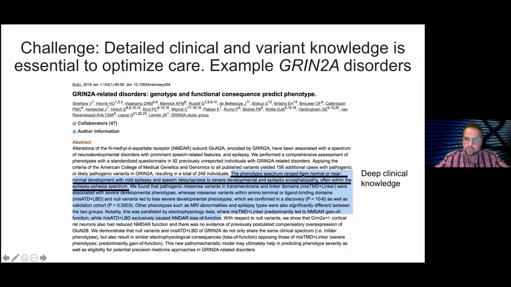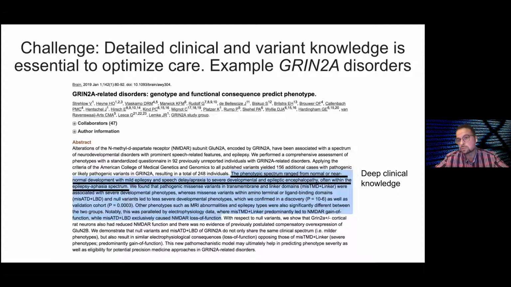So what you see here now is you need to have a really, really deep knowledge about the clinical spectrum specifically associated with that gene. For example, people with GRIN2A disorders sometimes have normal development, and sometimes they have a very mild epilepsy with some language problems. And sometimes they have really severe intractability, an epilepsy which is not treatable at all. And sometimes even people stop speaking. So it's a very big heterogeneous pattern.